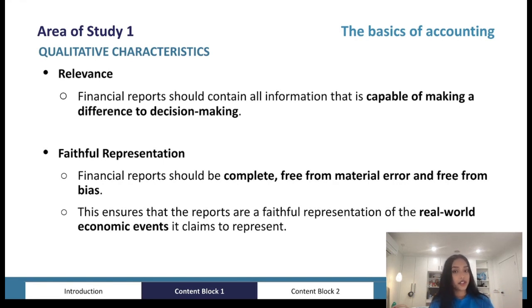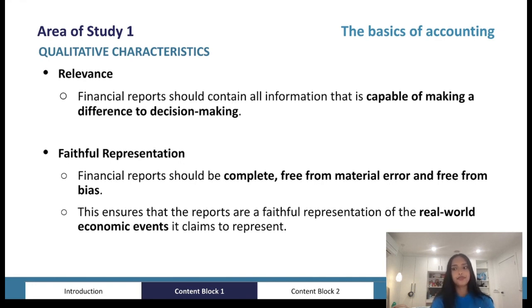There's no errors, so you haven't accidentally written the wrong amount or added an extra 0 or didn't include an extra, like 1 0 less, spelling mistakes, anything like that. So no mistakes, no errors. And then the third one is free from bias.